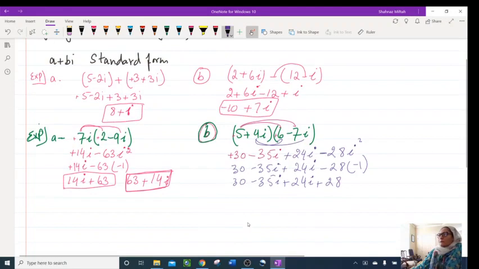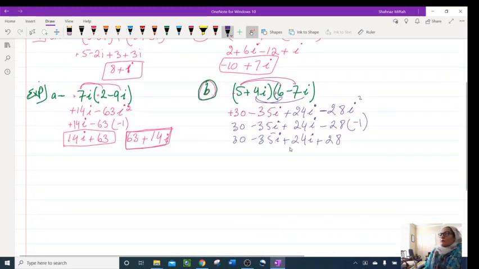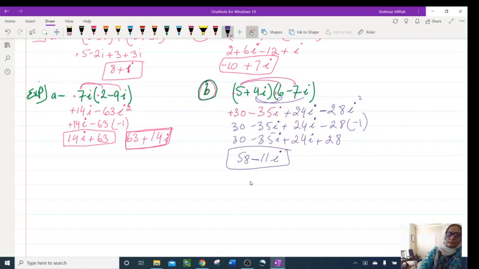Okay, so let's try and solve this. 30 and 28, you add them together. When I add 30 and 28, I'm going to get 58. Then 24i and -35i, you're going to keep the sign of the bigger number, and you subtract. When you subtract, you get 11i. And that's my answer for that. And it's in the standard form anyway. Okay.